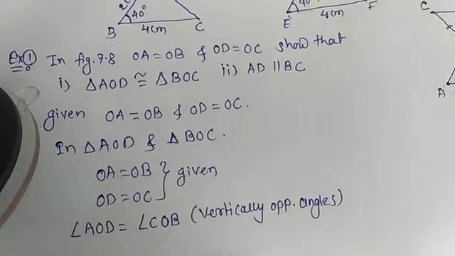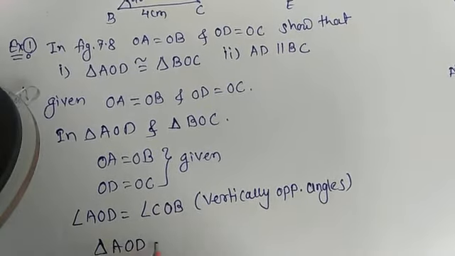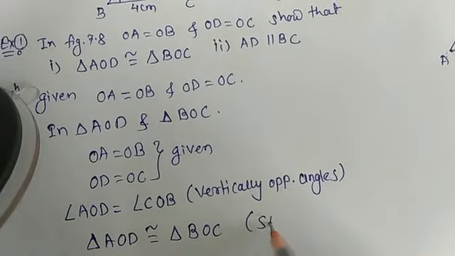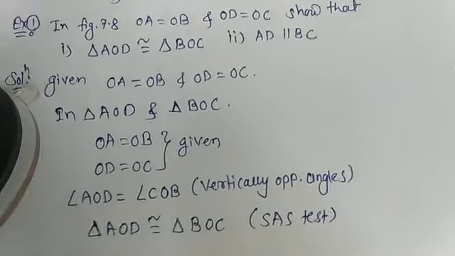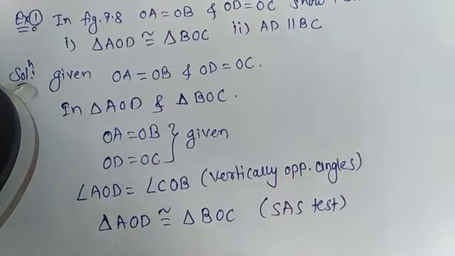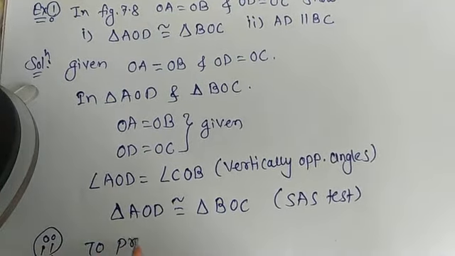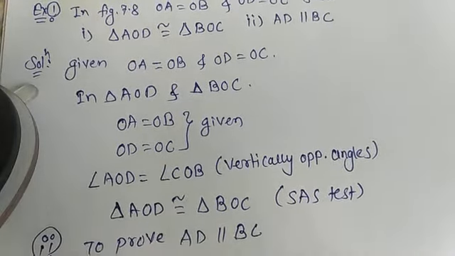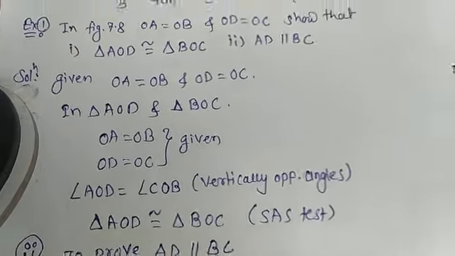Okay, so by SAS test you can say that triangle AOD is congruent to triangle BOC. Now we have to prove that AD is parallel to BC. Now we will prove here that the alternate angles are equal.